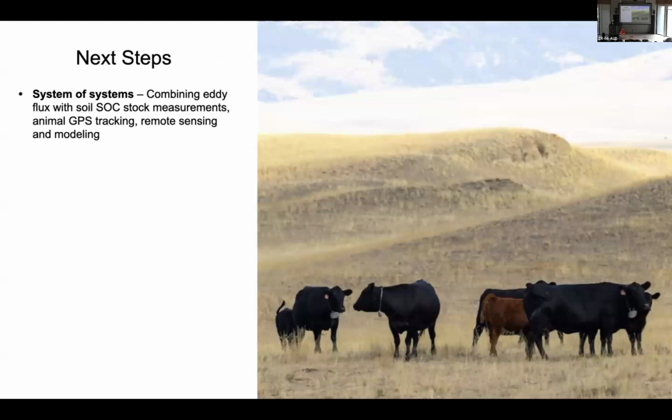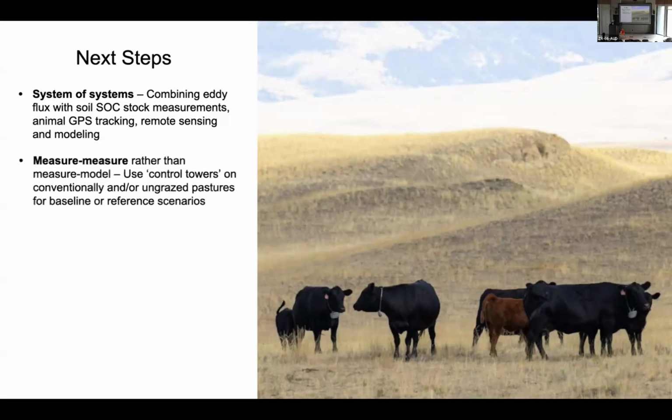To give you an idea of the next steps, the idea is to have a system of systems method where we're combining eddy flux. We're not relying solely on soil sampling and soil organic carbon stock measurements, but combining the two, also combining them with real-time animal tracking, so we know where the animals are at all times and can better understand their impacts, and combining with remote sensing inputs and integrating everything with models. Combining everything together, we can have a better constraint and more reliable estimates of what the ecosystems are doing, both in terms of carbon and in terms of water.